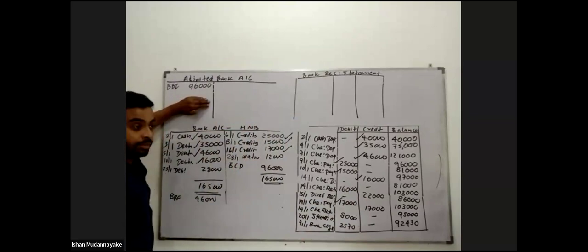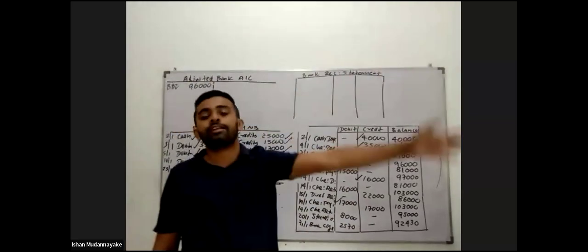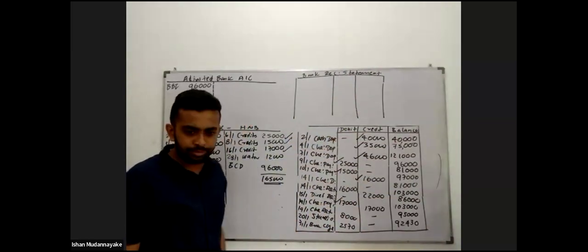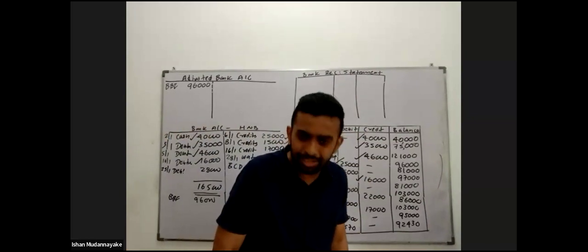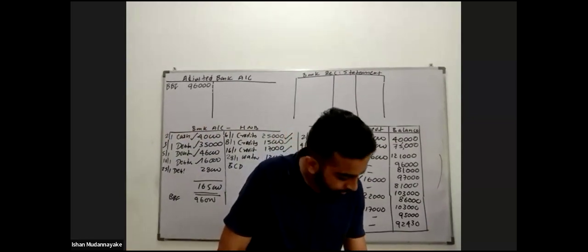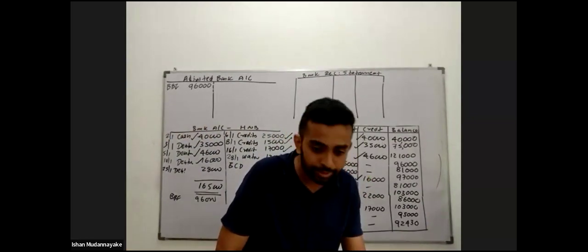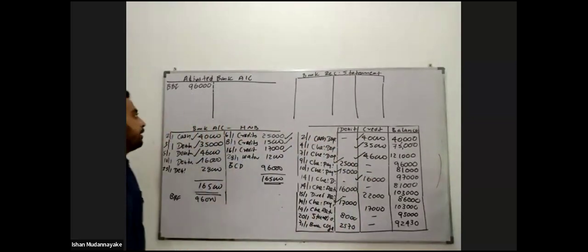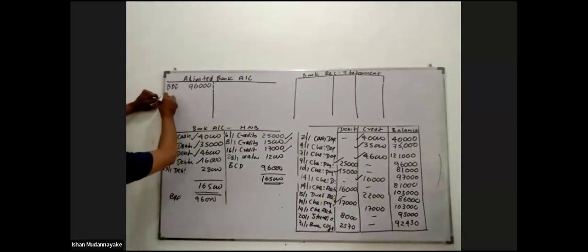Adjusted bank account debit, debtors account credit. No need to write it as direct remittances. Here they have given direct remittances by a debtor. Therefore, we can write it as debtor.